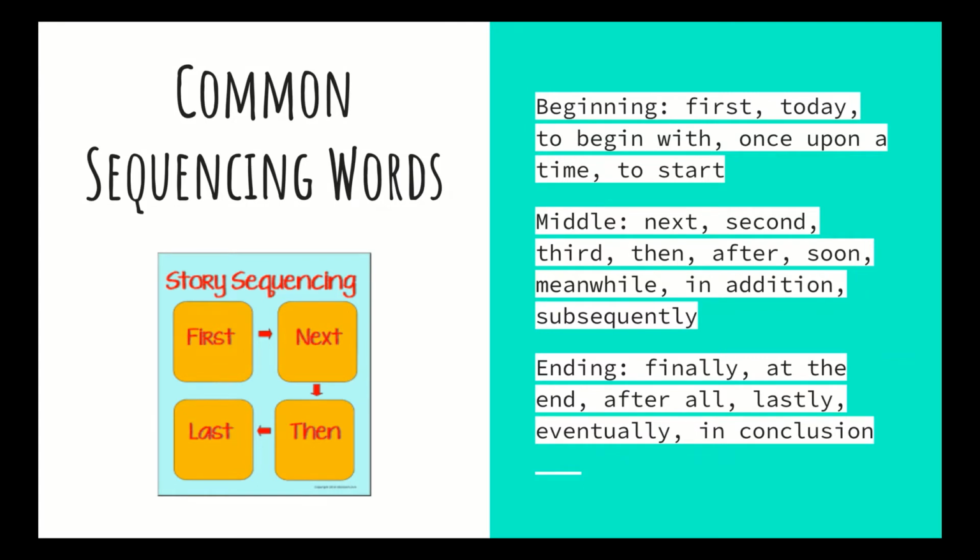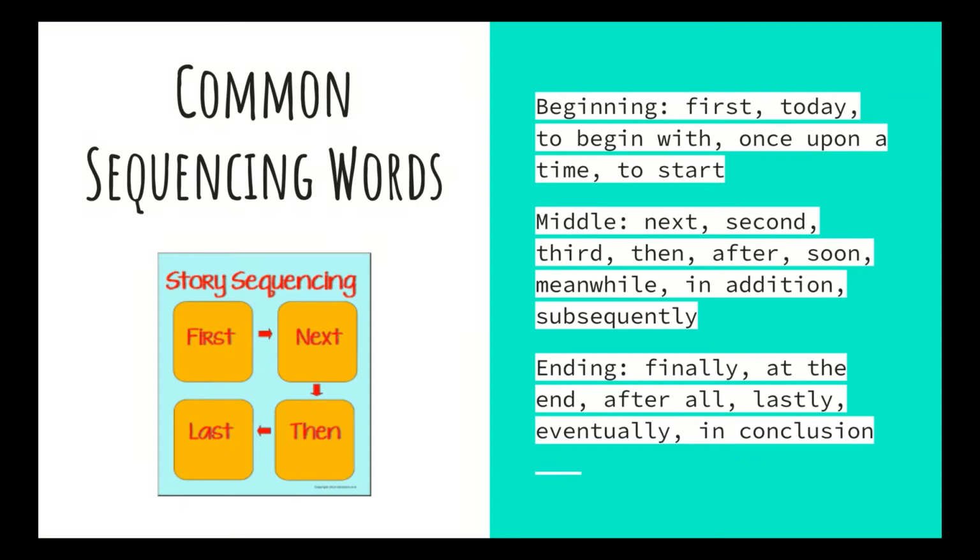For the middle of a story, we might hear some common sequencing words like next, second, third, then, after, soon, meanwhile, in addition, or subsequently. Those tell you that events have shifted and now we are no longer in the beginning of the story. We're in the middle. We're in the plot. We're trying to figure out what's going on. Maybe they've introduced the problem. Maybe they are just telling you some important events that are occurring that are helping the characters grow and change. So be mindful of those words that indicate this is the middle of the story.